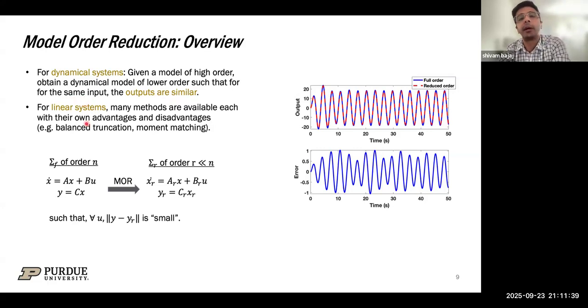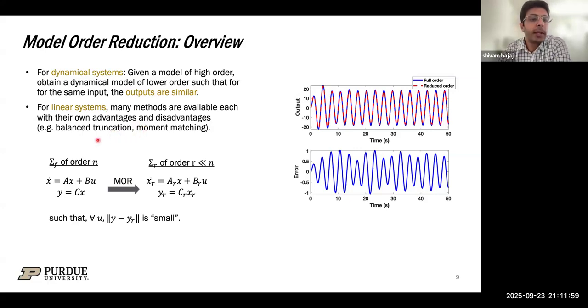And for linear systems, there are many methods available. One method is balanced truncation, and the second method is moment matching. If you don't know these methods, that's okay. For this talk, you don't need to know these methods. All you have to keep in mind is that there are these two classical methods that exist for model order reduction of dynamical systems. Okay.